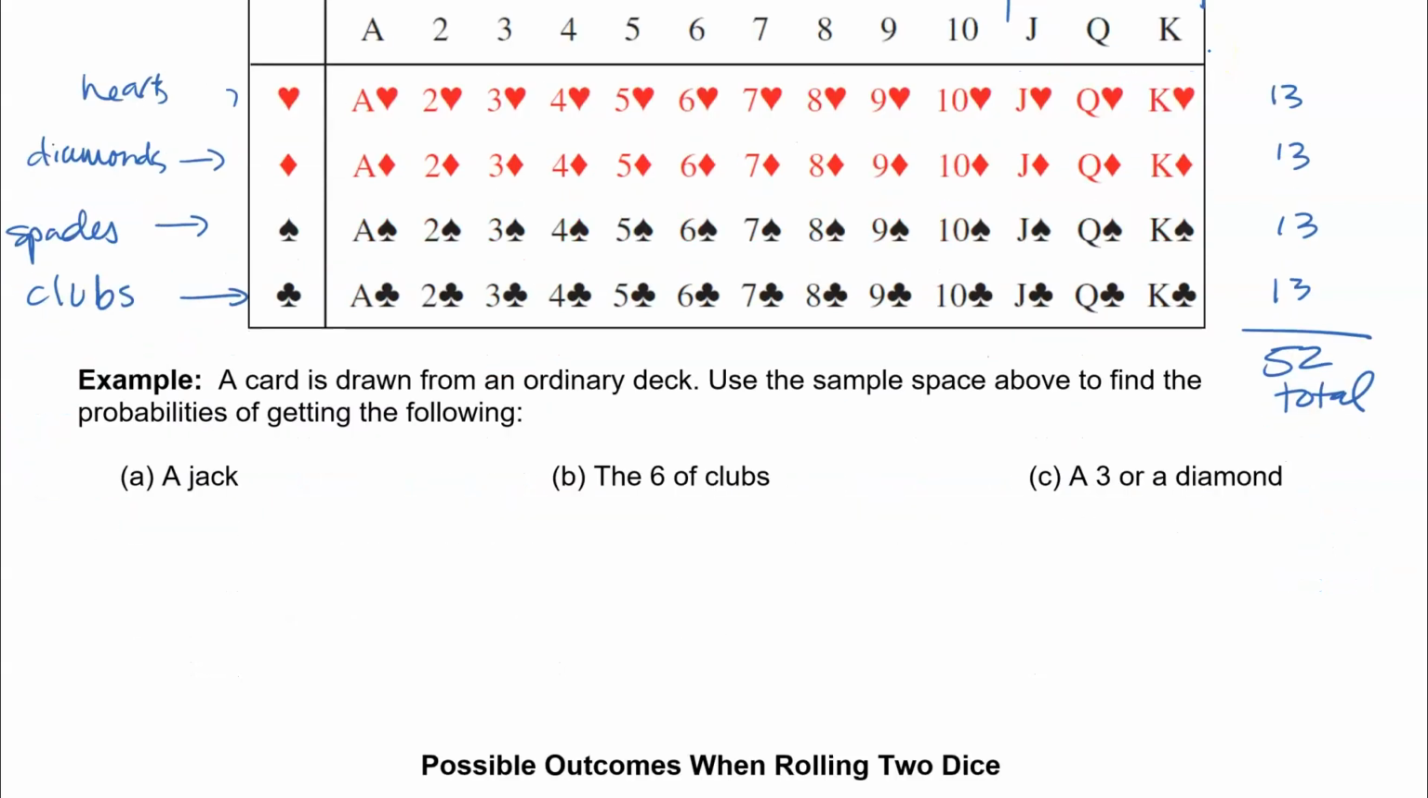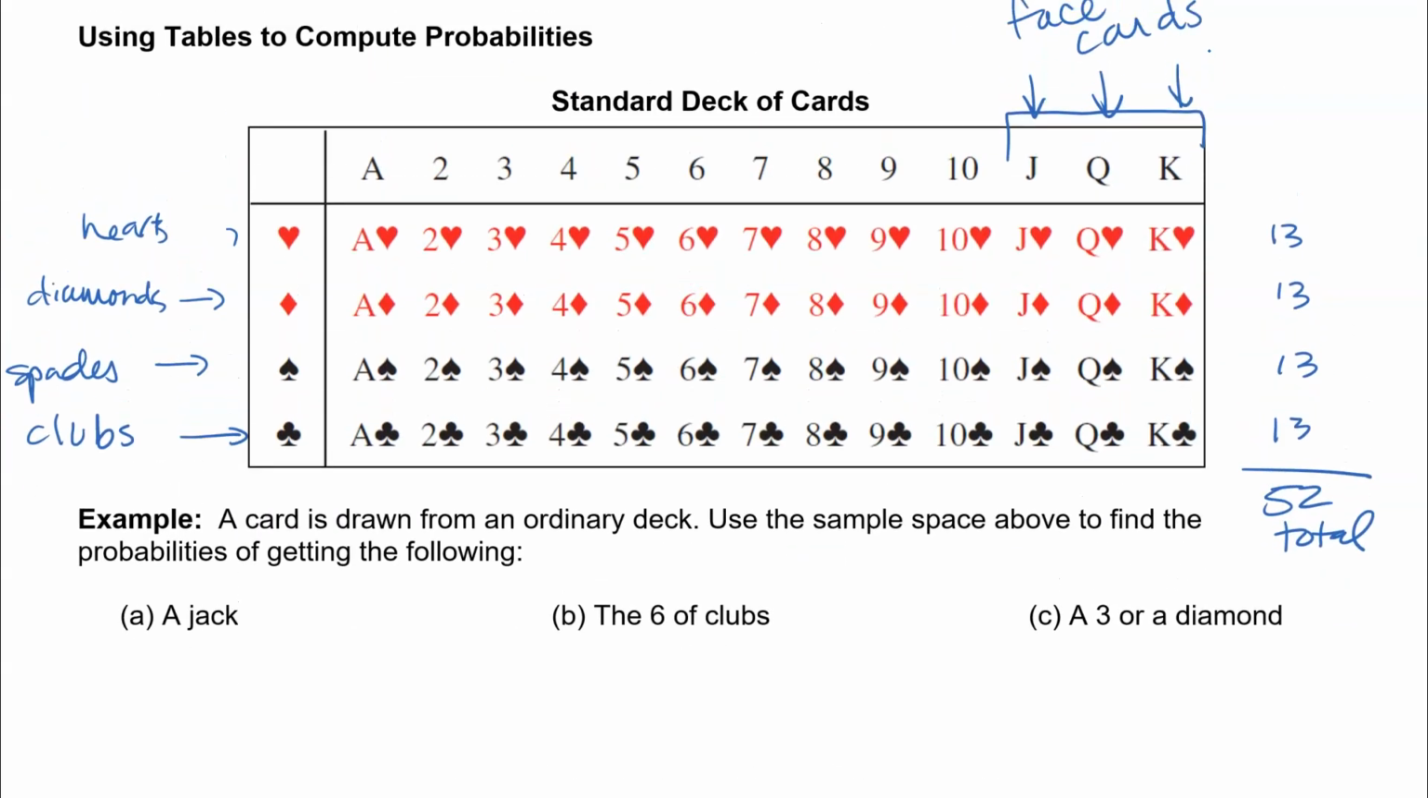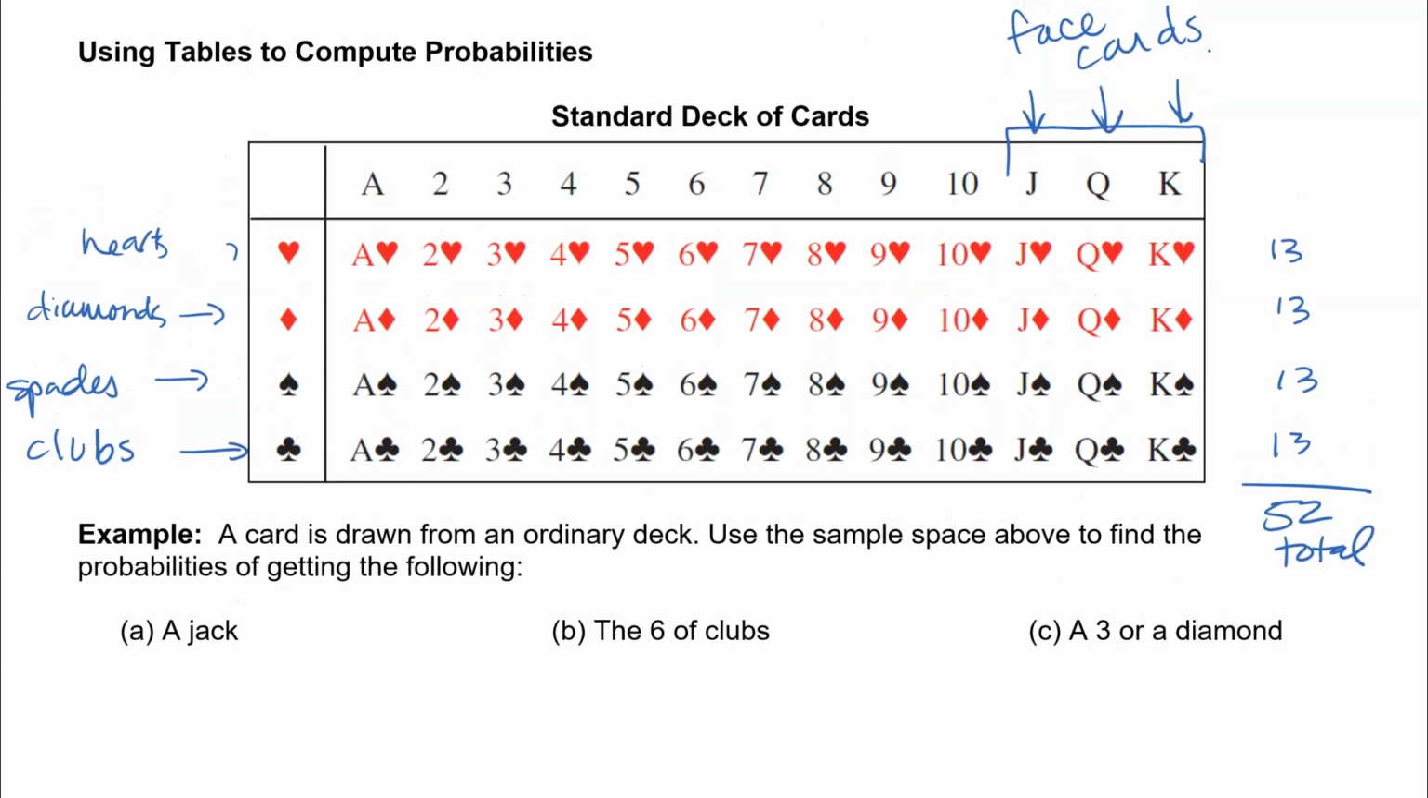So for all of these, since this is a single stage experiment, and we call it a single stage because only 1 card is being drawn. In Module 8, we'll get a little bit more complex, but for this section, we're just going to draw 1 card, and so all of these probabilities are going to be out of 52 because we have 52 cards to choose from. So the first question asks, what's the probability of getting a jack?